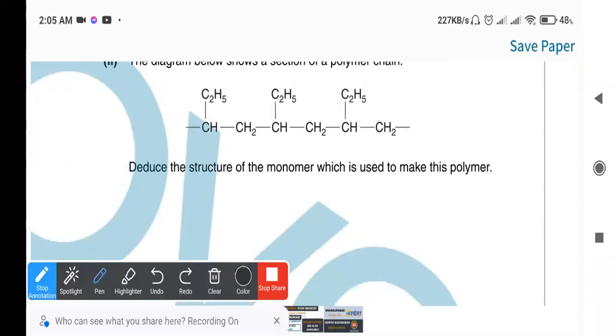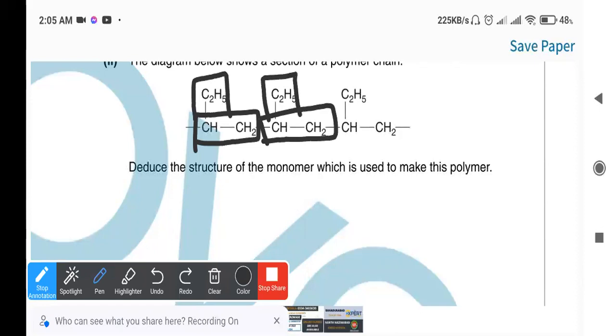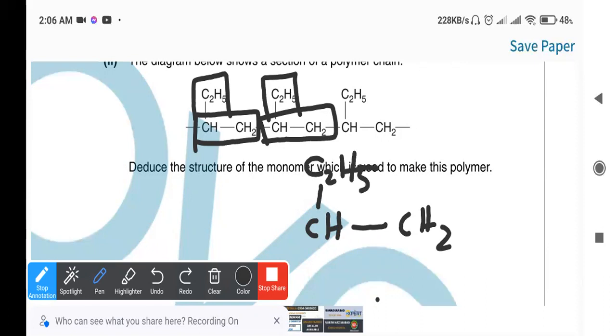Now we need to draw the structure of the monomer. So what was the rule? Let's deduce the repeating unit and take one of the repeating units. What we are getting here is CH2, C2H5, CH2, C2H5. So this is the repeating unit. Let's draw a repeating unit, CH2, C2H5, and now put a double bond between these two carbon atoms, just as we have drawn before, right?